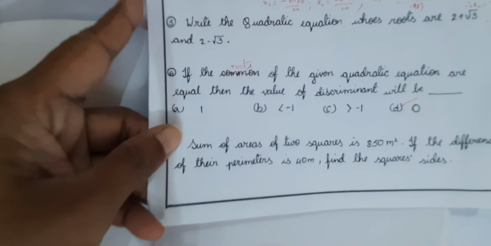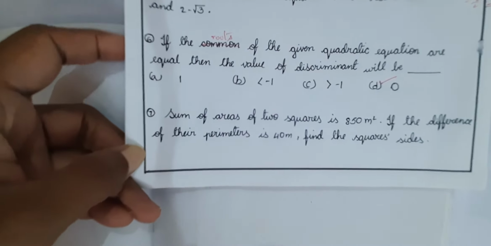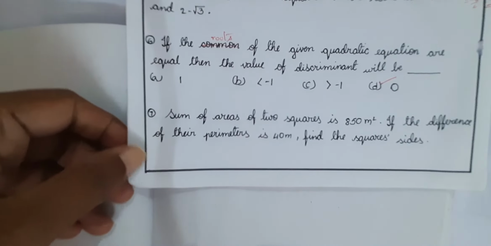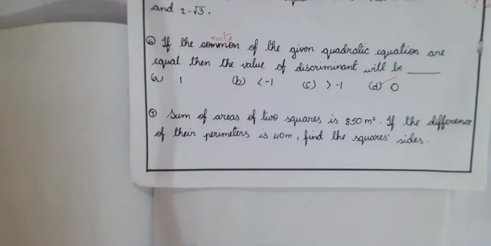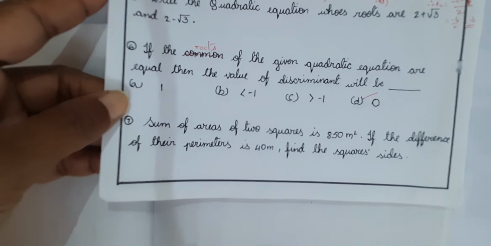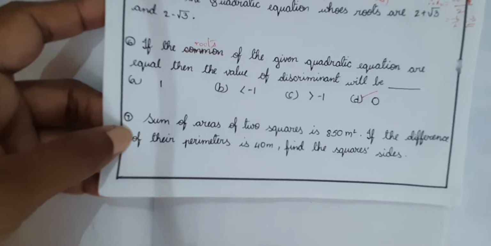So now let's see the seventh one. It's a little bit tricky, and so you need to solve this. Sum of areas of two squares is 850 meters square. If the difference of their perimeters is 40, find the squares sides. That means sides of the squares. Right? So sum of the areas of two squares is 850 meters square.